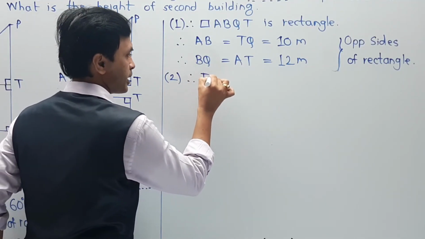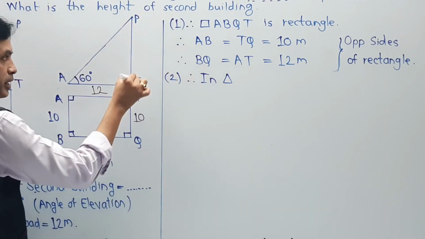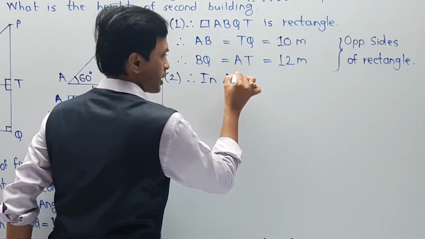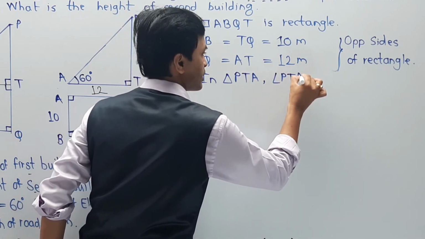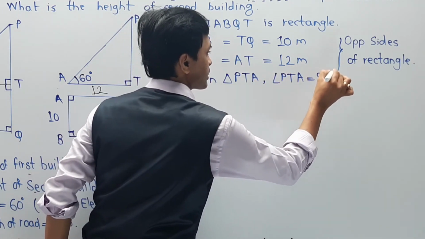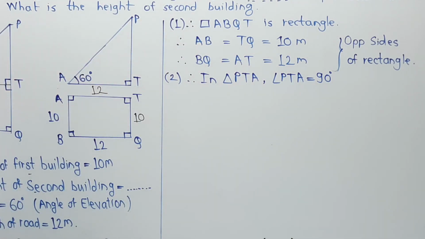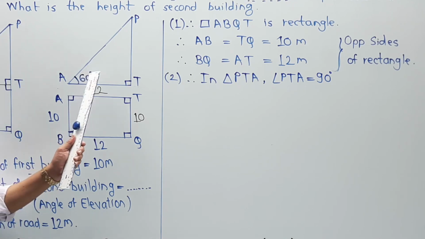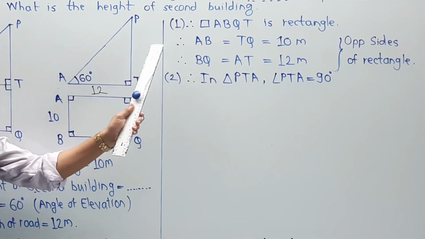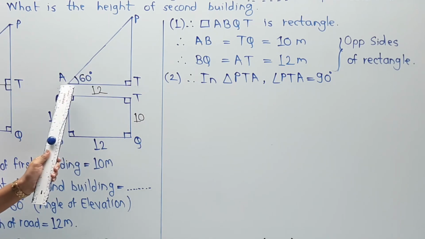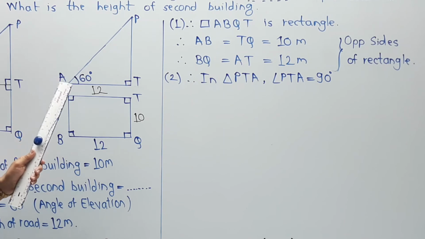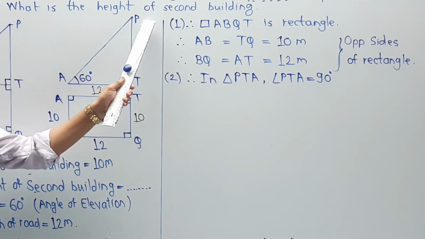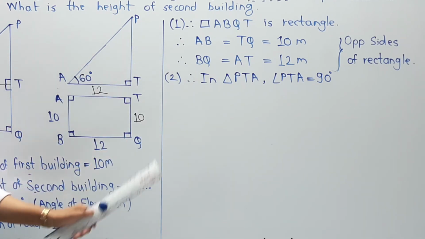Therefore, in triangle PTA, angle PTA is equal to 90 degree. Now, as we are declared about 90 degree, we are ready to use the application of trigonometric ratio. Remember, this opposite side we are interested to find, and the adjacent side is given, because this is the hypotenuse. So we can use tan 60, that is opposite side upon adjacent side.